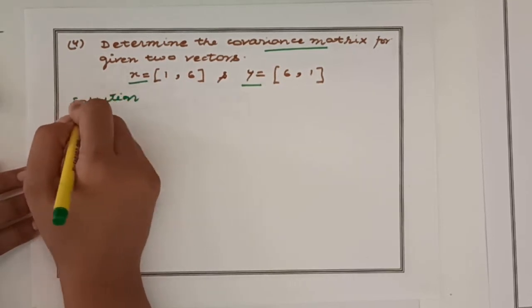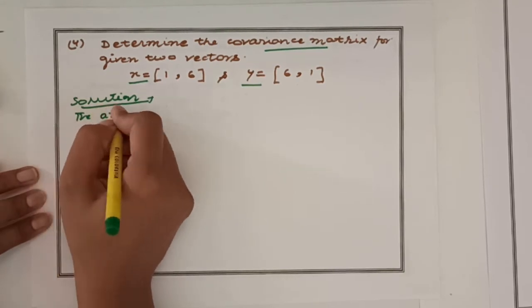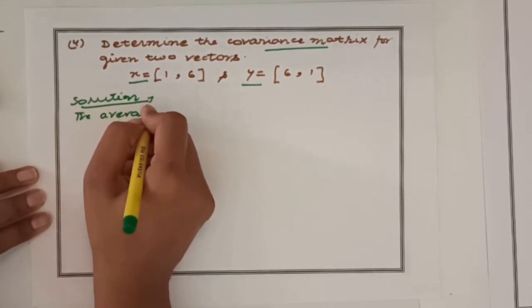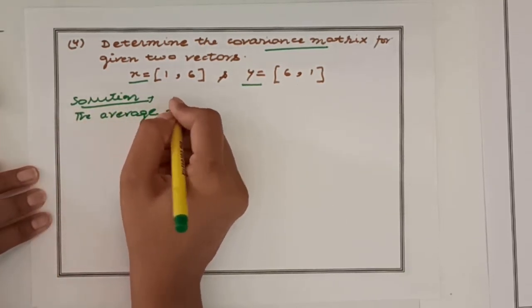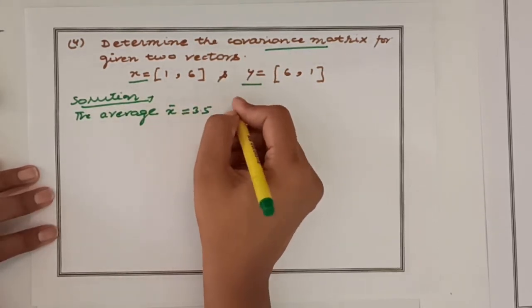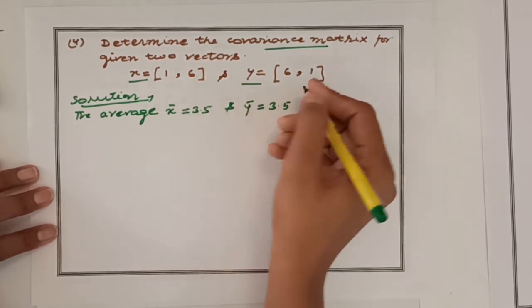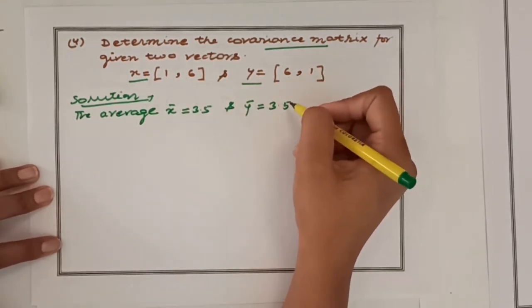the average of x is what? 3.5 and average of y is what? 3.5, means 6 plus 1 by 2.